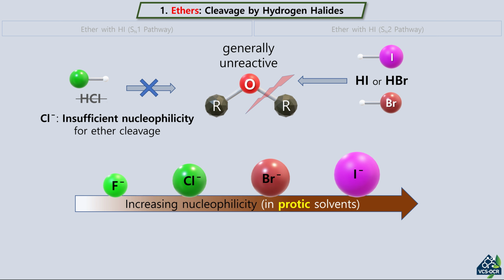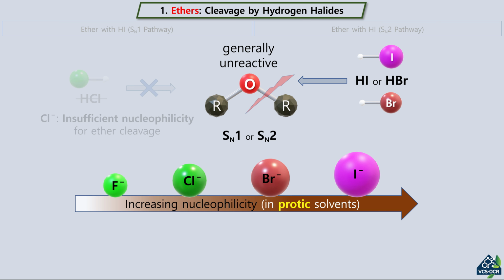Depending on the structure of the alkyl groups, the reaction will follow either an SN1 pathway, driven by carbocation stability, or an SN2 pathway, determined by nucleophilic accessibility.